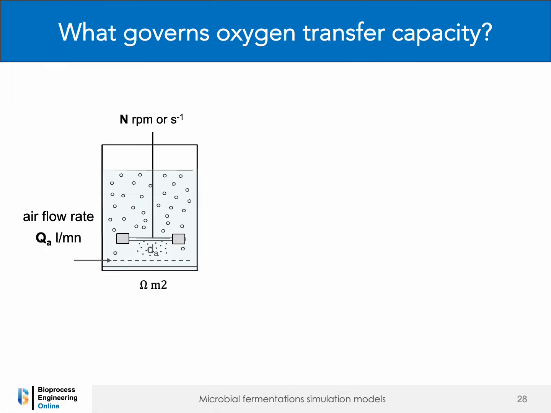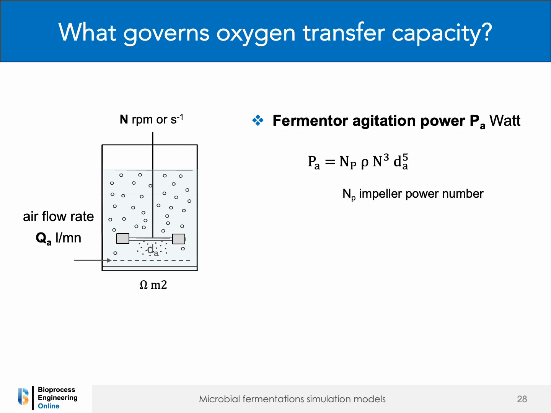What governs the oxygen transfer capacity, KLA? The oxygen transfer coefficient, KLA, depends primarily on the fluid flow or agitation within the fermenter and on the aeration rate. 1. Influence of agitation. The first major factor affecting KLA is the medium agitation power, or mixing intensity.